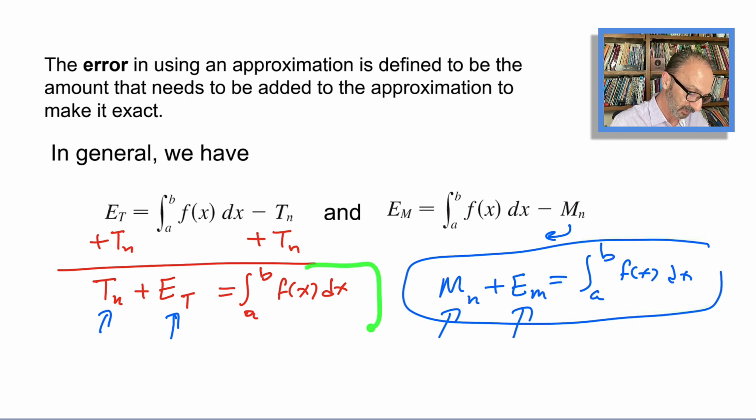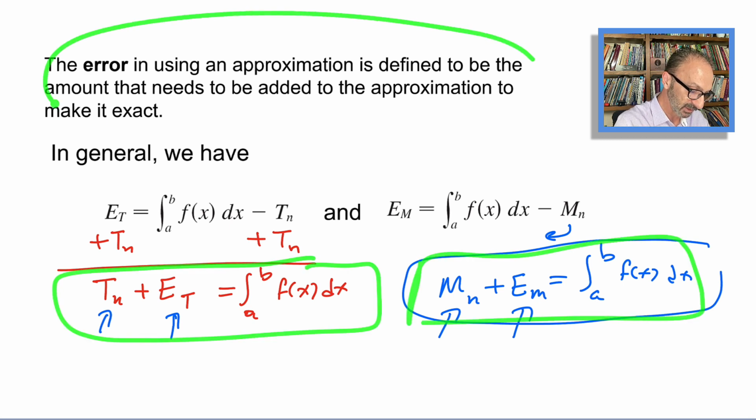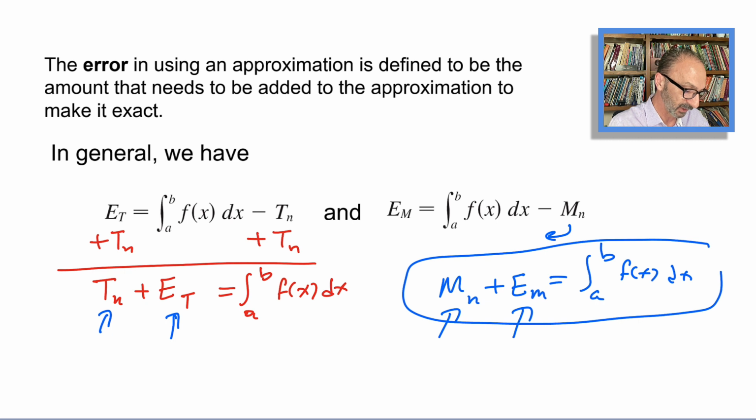Now, looking at these formulas, this right here and this right here, we could read this and relate to it. Take a look. The error in using an approximation is defined to be the amount that needs to be added to the approximation to make it exact. Now, the Trapezoid Rule is an approximation. It could be an underestimate, it could be an overestimate, depending on the curve, if it's concave up or concave down. Same thing for the midpoints.